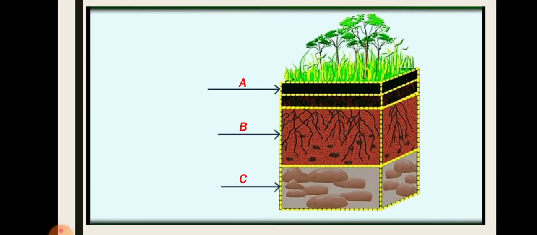In the picture, these layers have been named A, B and C. A is the top soil. It is the uppermost layer of soil and contains fine particles of sand, clay, humus, water and air. B is called the subsoil. It is the middle layer of soil present below the topsoil and contains broken pieces of rocks.